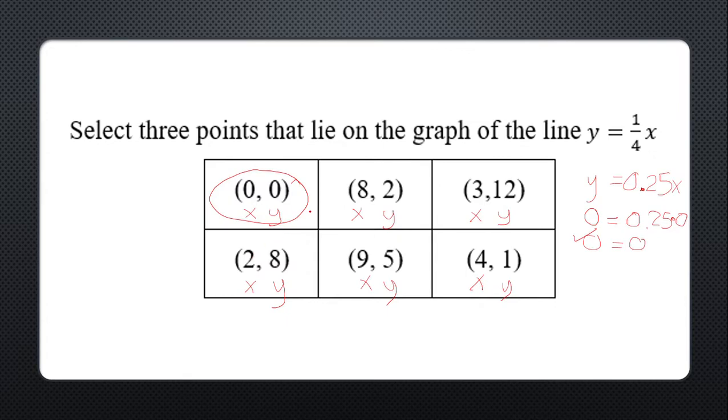Another way you can do this if you have graph paper is you can just graph this line, and then you can look at it. If you graph it, you can plot these points and see if they're on the line.